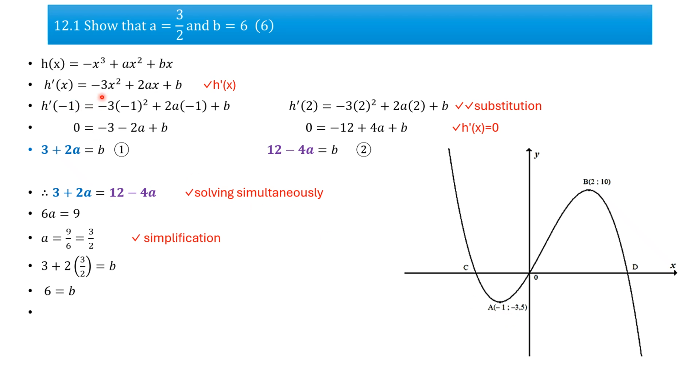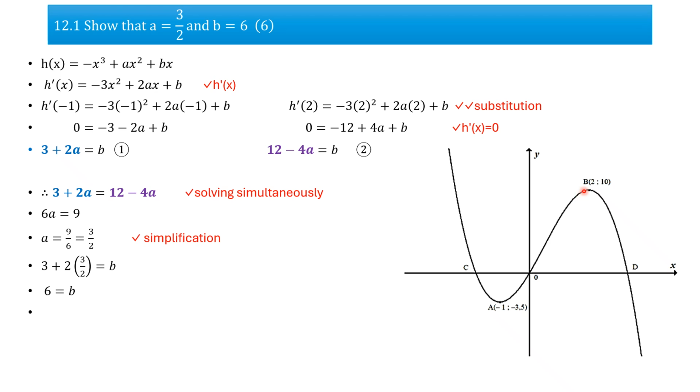So if I substitute in minus 3 times minus 1 squared plus 2a times minus 1 plus b, that equals 0. So minus 1 squared is 1 times negative 3, negative 3. Negative 1 times 2a gives me negative 2a plus b. Make b the subject of the formula. If I take minus 3 over, it becomes plus 3. Minus 2a becomes plus 2a, and there's my equation 1.